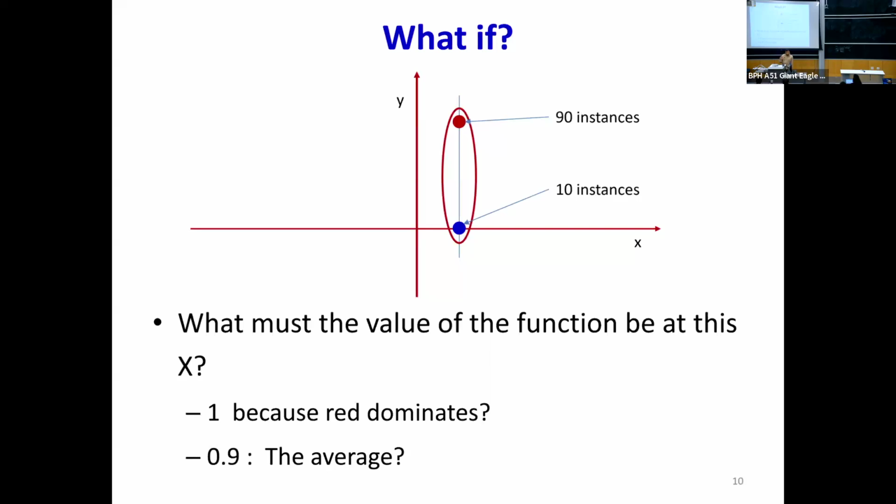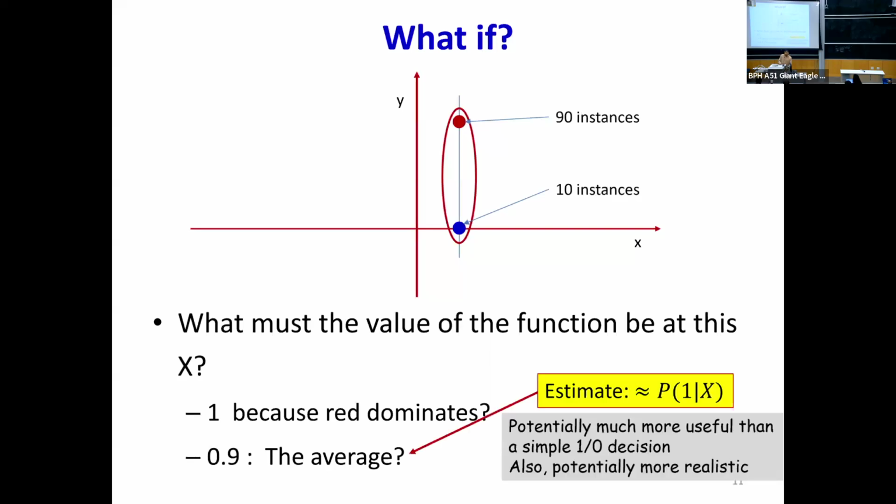The 0.9, because it's giving you more information, right? It's giving you the posterior probability of the classes. If I mark red as class 1 and blue as class 0, this is giving you the posterior probability. It tells you what fraction of instances with that specific value of x are class 1.